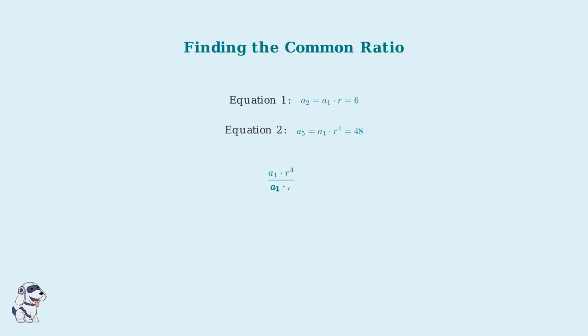Let's perform the division. We divide a1 times r to the fourth power equals 48 by a1 times r equals 6. This gives us r to the third power equals 48 divided by 6. Now we simplify. The a1 terms cancel out, and r to the fourth power divided by r equals r to the third power. So we have r cubed equals 8. To find r, we take the cube root of both sides. The cube root of 8 is 2, so our common ratio is 2.